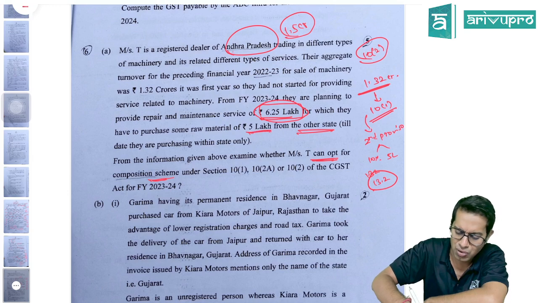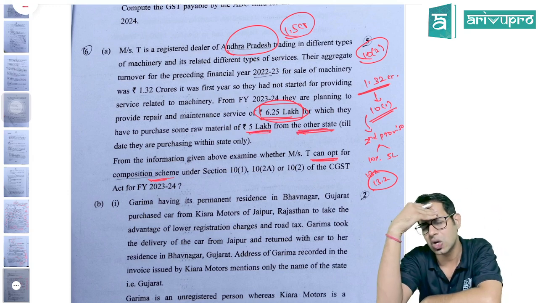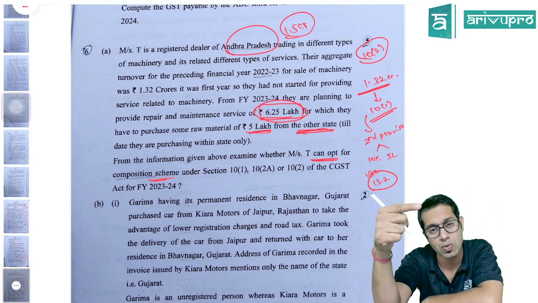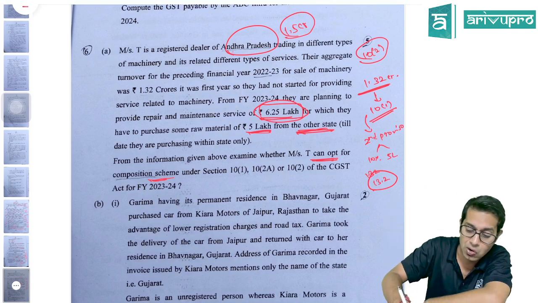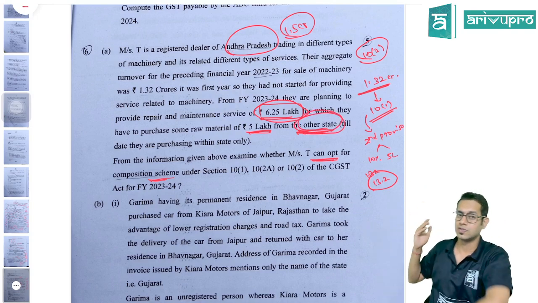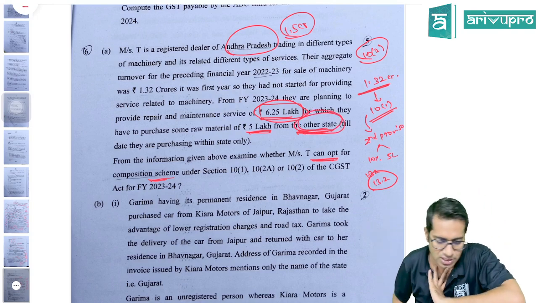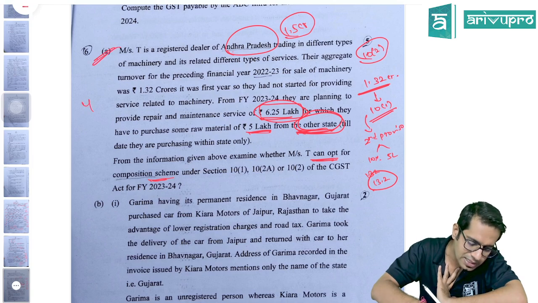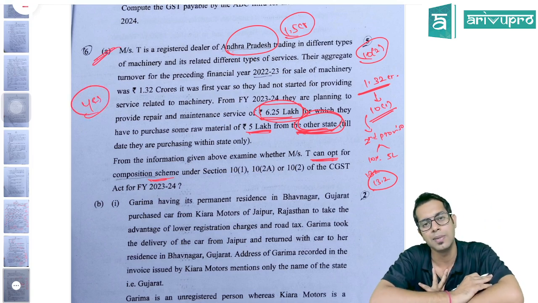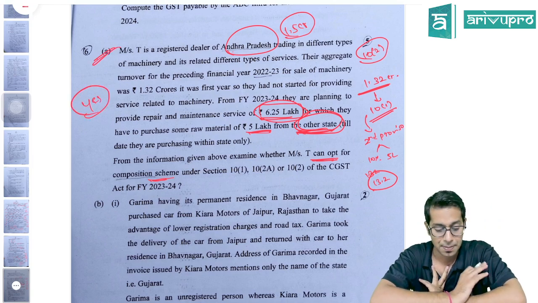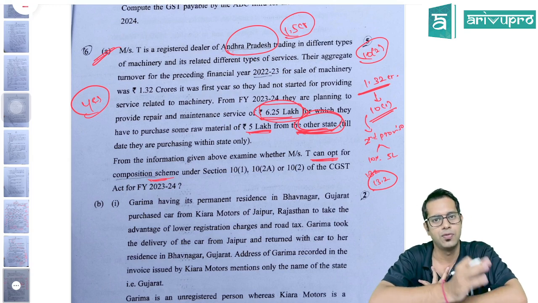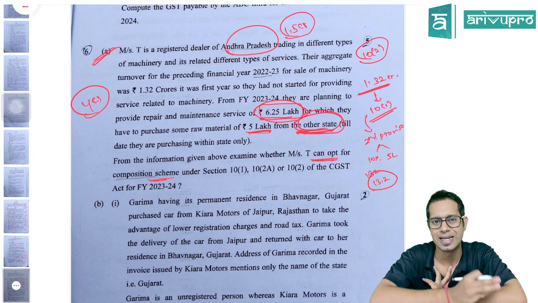And sir, the condition also says that he should not make interstate outward supply. No, sir. The condition nowhere says that he should not make purchases from other states. He can always make purchases from other states. So what is the answer for this? The answer is yes. Can he become a composition dealer? Yes. Mr. T can opt for the composition scheme under section 10 subsection 1.